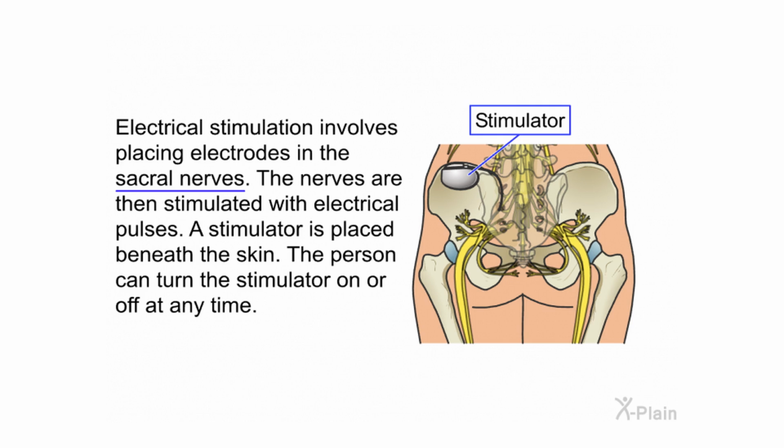Electrical stimulation involves placing electrodes in the sacral nerves. The nerves are then stimulated with electrical pulses. A stimulator is placed beneath the skin. The person can turn the stimulator on or off at any time.